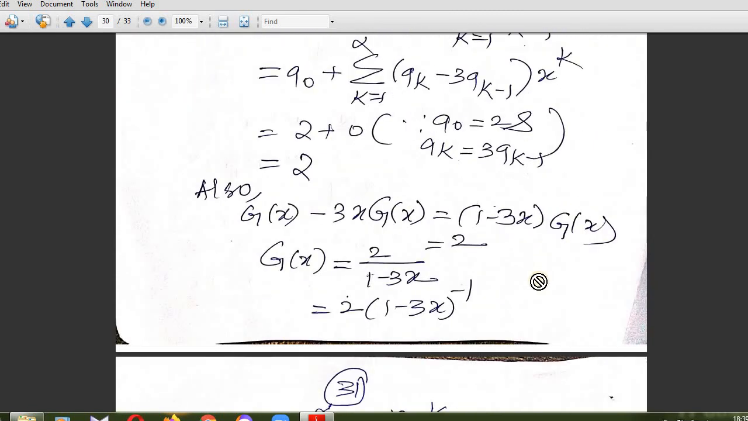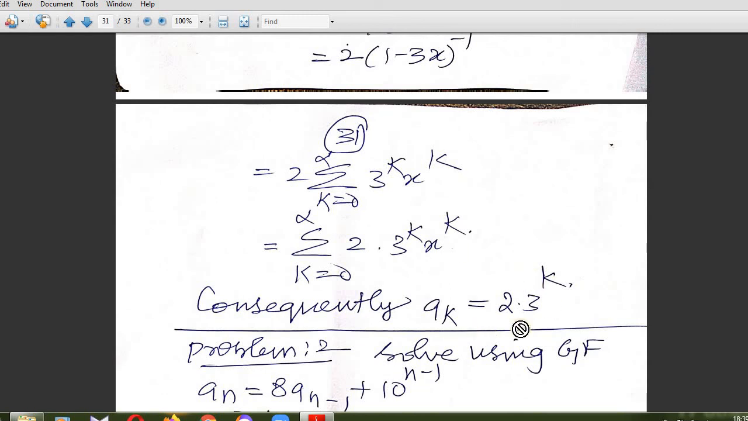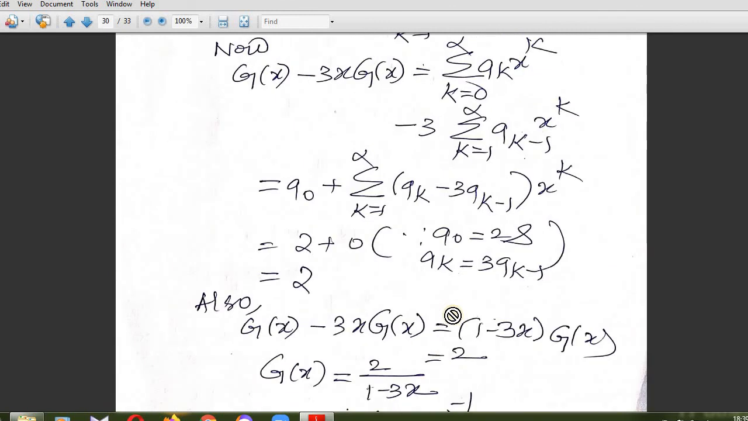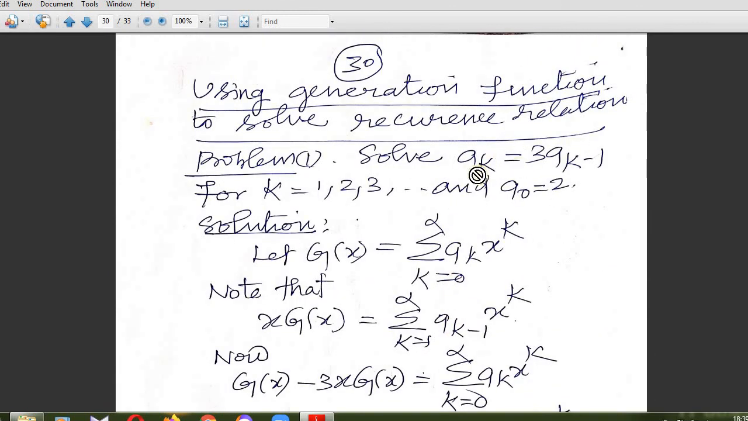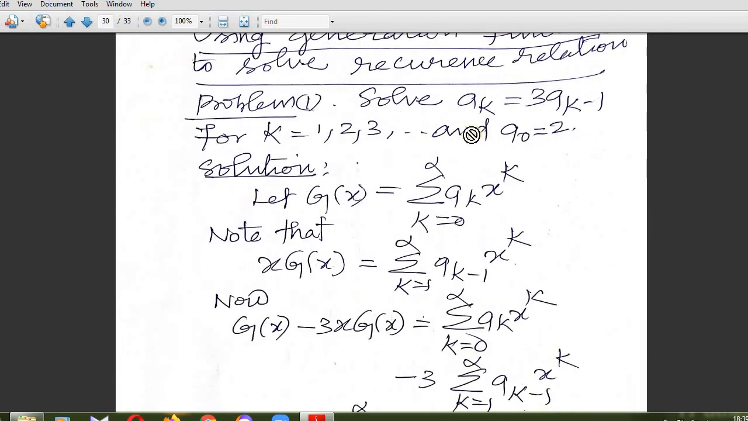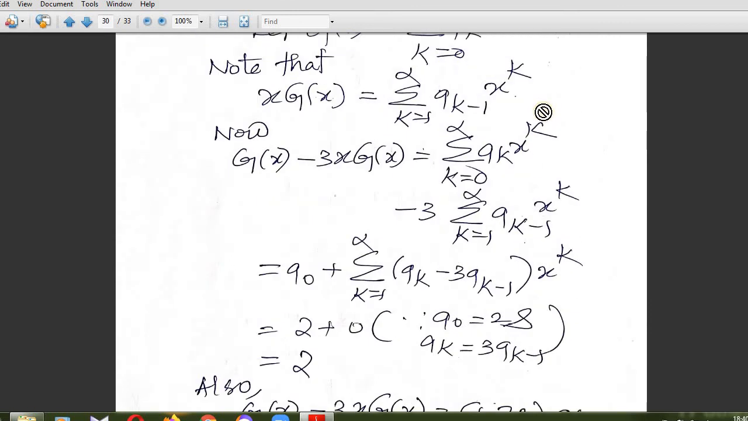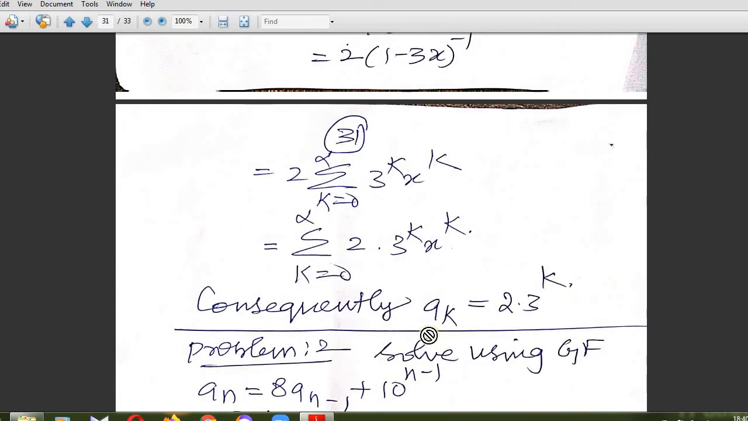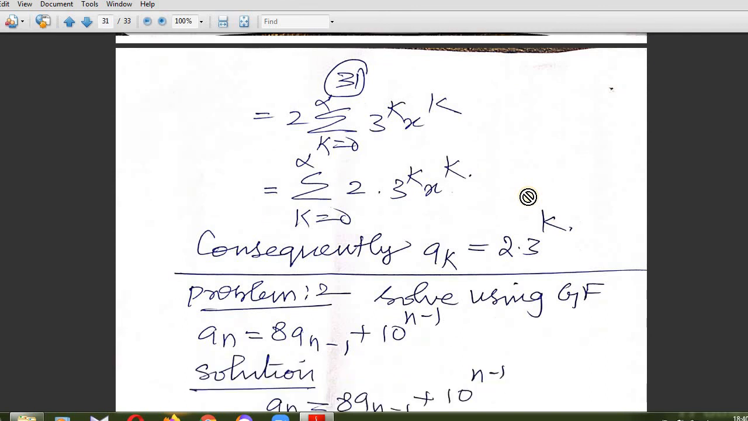I mean, this is a sequence: for k equal to 0, k equal to 1, k equal to 2, k equal to 3, you'll get a sequence. Am I correct? Those sequences definitely satisfy this recurrence relationship with this initial condition. Therefore, the solution of a_k equals 3 a_{k-1} is a_k equals 2 into 3 power k. So this is the solution for that particular problem.